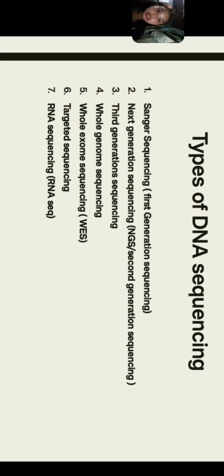Number 6, target sequencing. Sequences specific genes of interest. Faster and cheaper when you only need certain genes. Lastly, 7, RNA sequencing, or active genes. Sequence RNA instead of DNA. Shows which genes are active in a cell or tissue. Useful for studying gene function and expression.